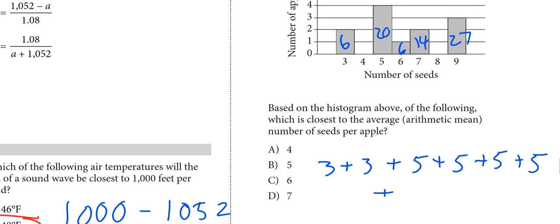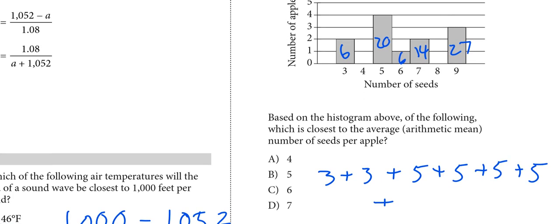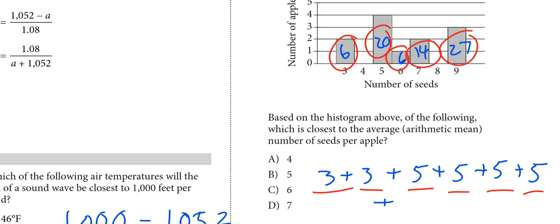So, how many of you did something like this? Well, there's 2 different apples that have 3 seeds, and then there's 4 different apples that have 5 seeds, and you just kept adding those numbers together. I hope you did not. I hope you figured out that this bar has 6 seeds in it, this one has 20 seeds in it, this one has 6, 14, and 27. How am I getting those numbers? Like, how did I get that 20 right there? I multiplied the number of seeds times the frequency, the height of the bar.